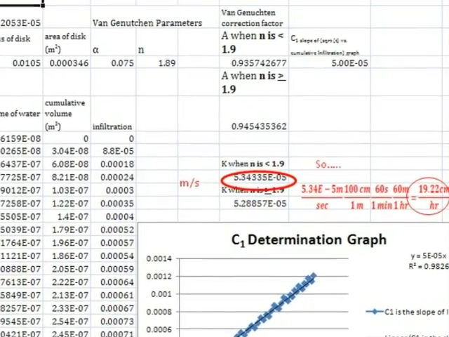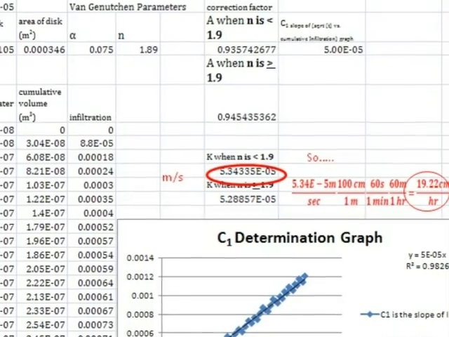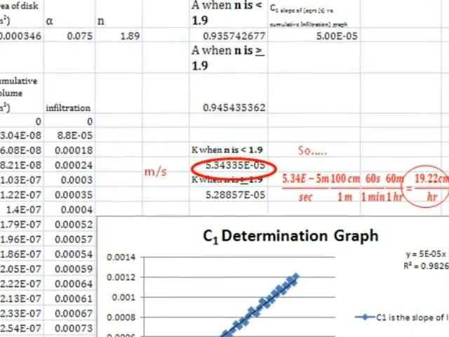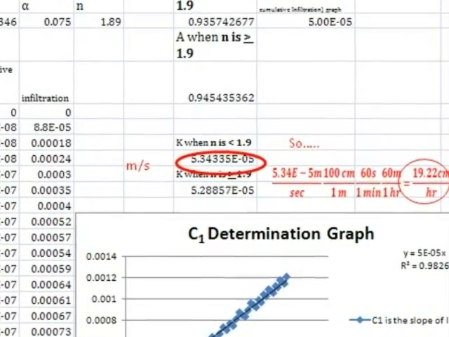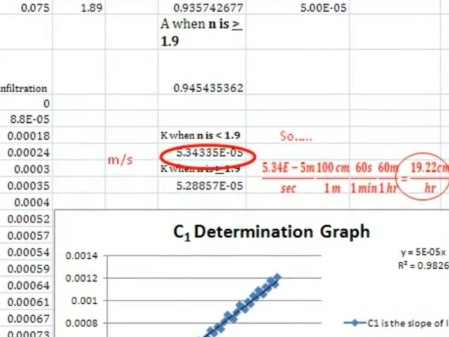While this seems like a small number, it is in meters per second. If this is transformed into centimeters per hour, one arrives at 19.22 centimeters per hour.